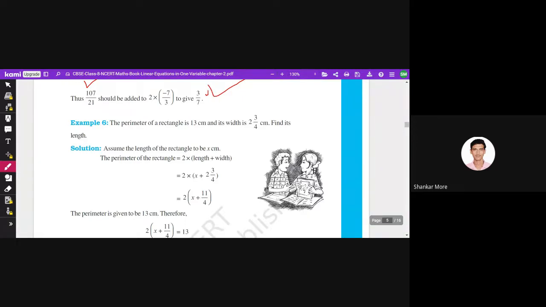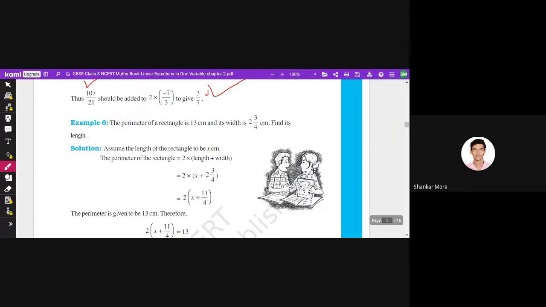So if we want to put this in a formula, we have two length measures and two width measures, right? So 2 times (length plus width) is going to be the perimeter of the rectangle. The perimeter of the rectangle is 13. Now we know 13 is the perimeter, and we know the width. What we don't know is the length.